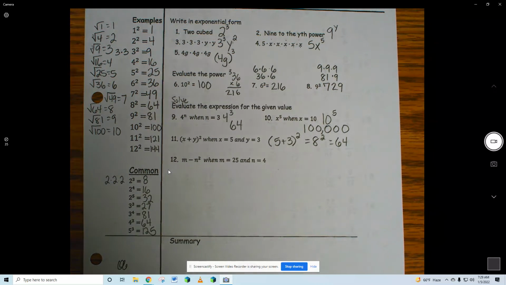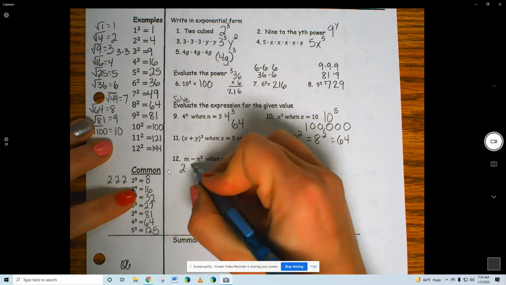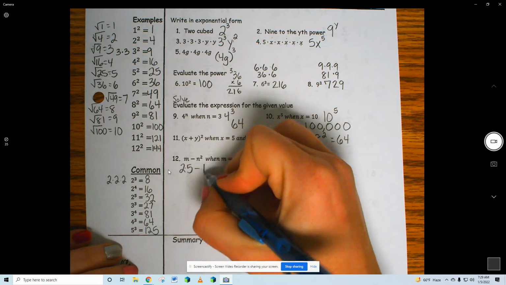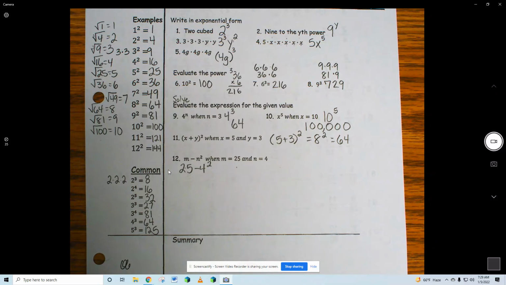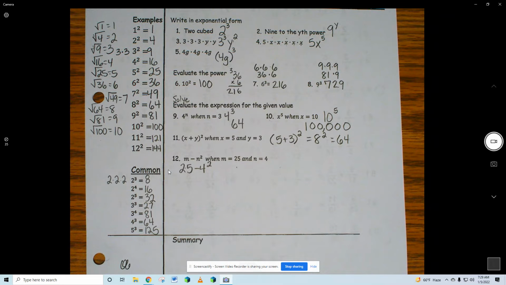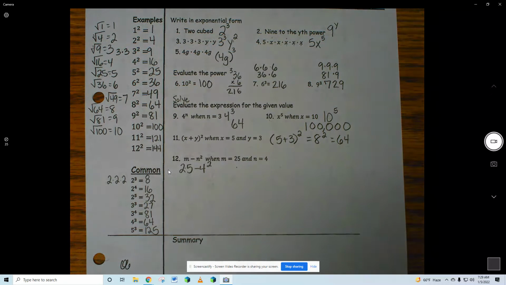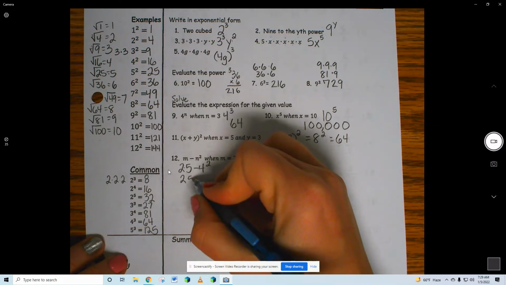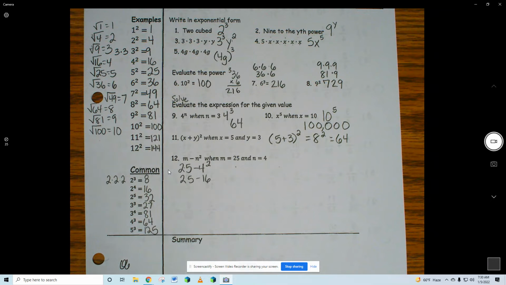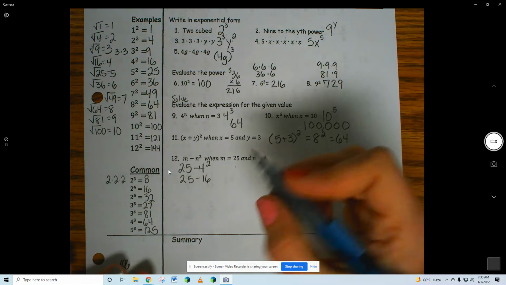Now I'm replacing the variables with the given numbers. M is 25. 25 minus n squared. N is 4. 4 squared. Do not do 25 take away 4. You need to do exponents first. You need to do 4 squared first. This is 16. 25 minus 16 is 9, yeah?